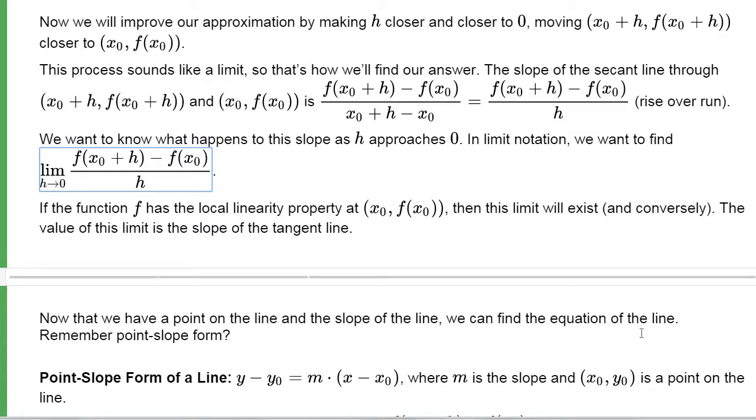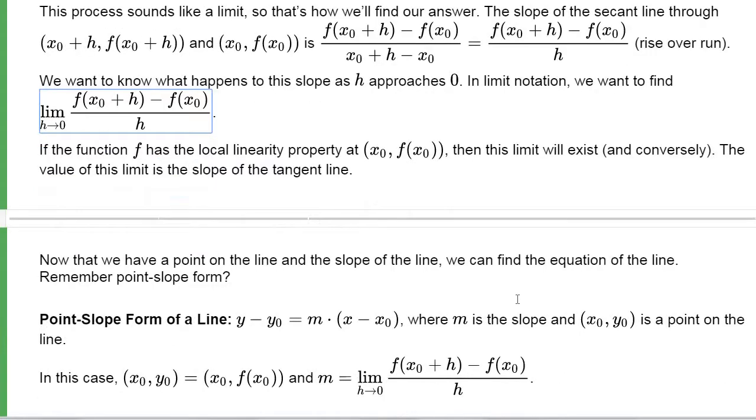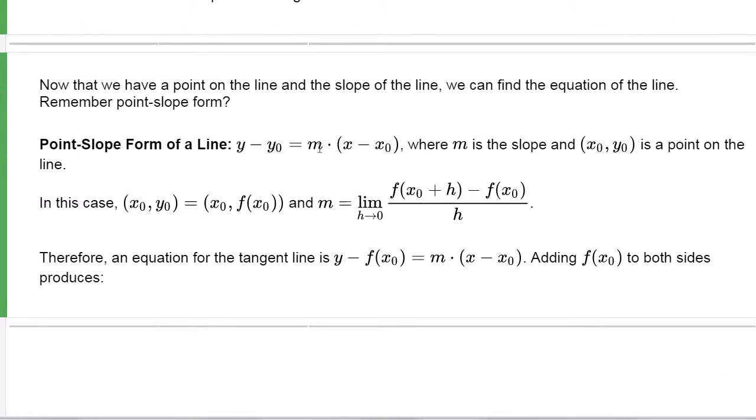Alright, so once you have a point on the line, the point of tangency, and you have the slope of the line, which is given by this limit, that's enough to find an equation for the line using point-slope form. So here's the point-slope form for an equation of a line. It's y minus a given y value is equal to m, the slope, times x minus the given x value. So x0, y0 is a particular point on the line, and m is the slope. You learned about this in general back in pre-calculus and before.